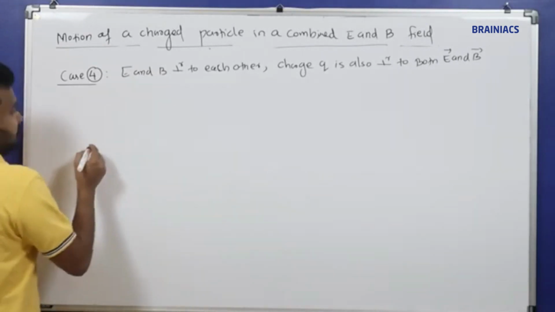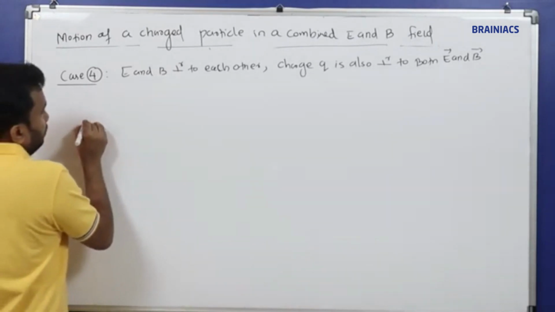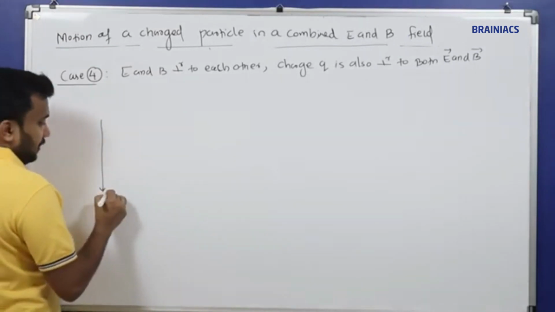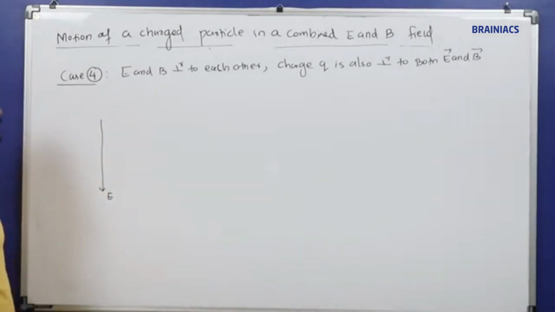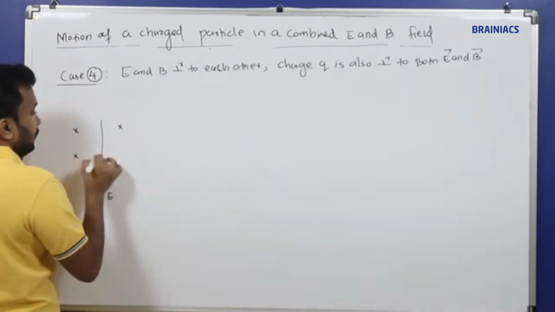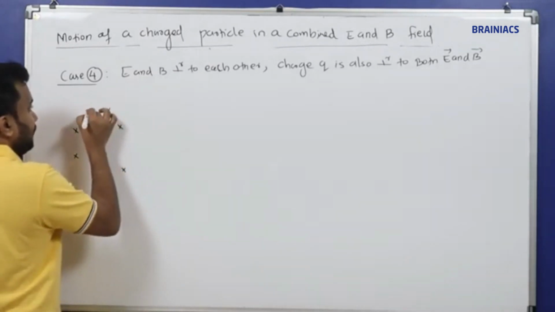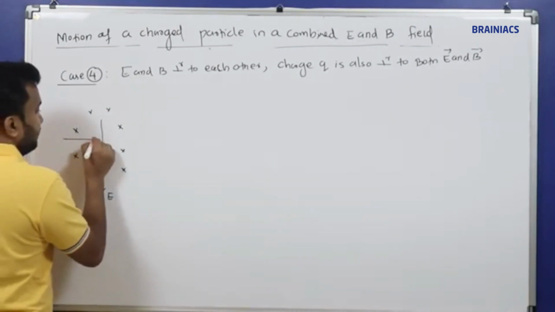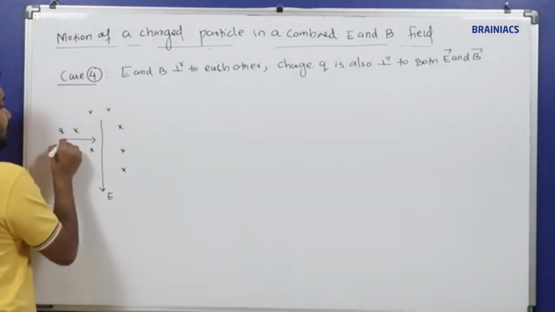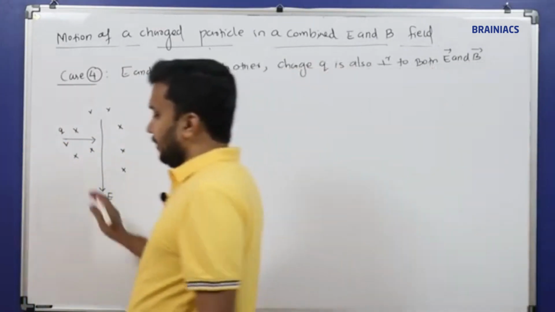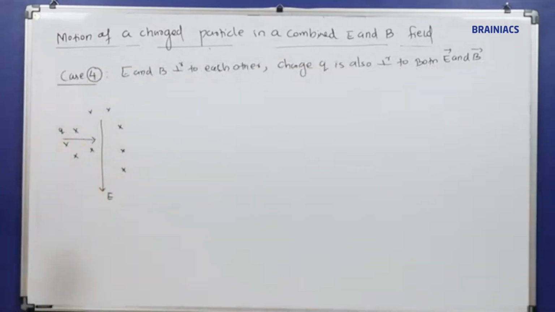So let's have the diagram first. Electric field and magnetic field are perpendicular to each other. So the electric field is like this. The magnetic field is perpendicular, so the magnetic field is into the board. You also know a cross mark indicates into the board, and a dot is out of the board. The charged particle is entering like this, moving with a velocity called V0, for example.